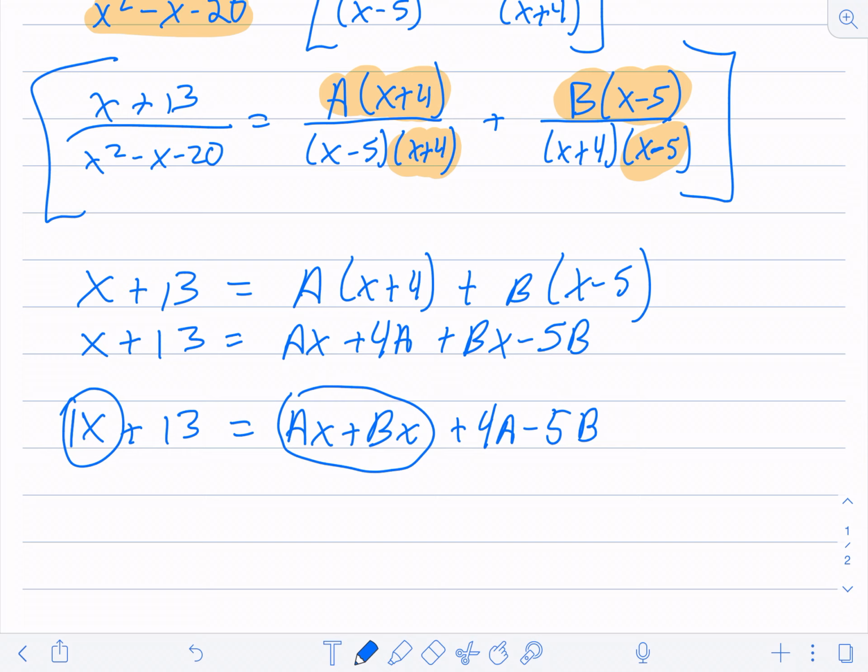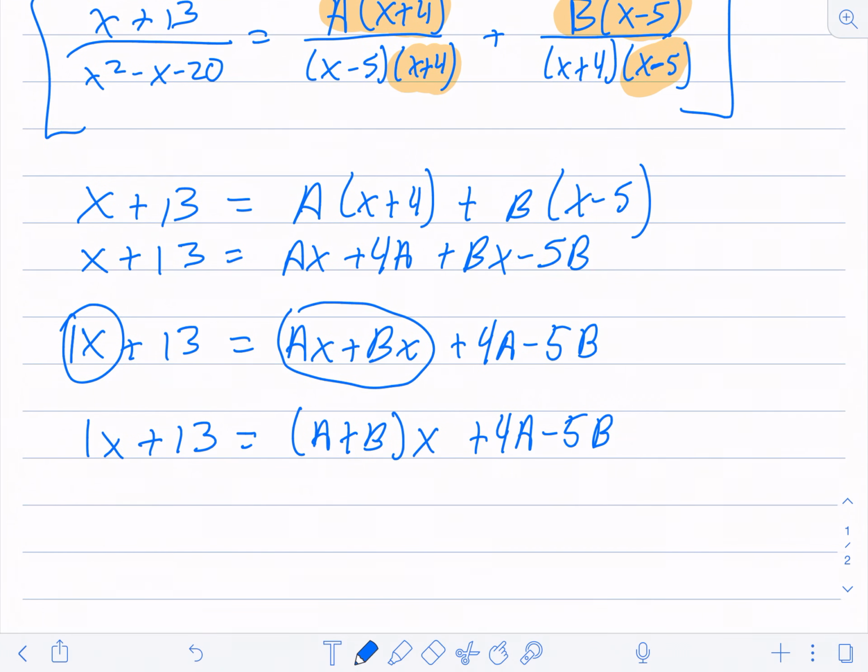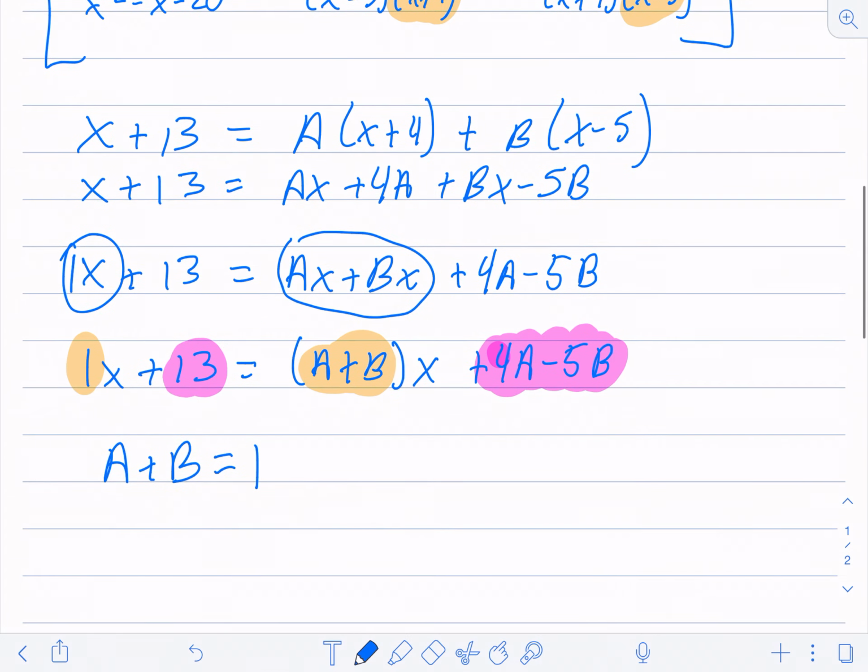So I know that ax plus bx is a plus b times x plus 4a minus 5b. I know that that a plus b right here is going to have to equal 1 over here in order for this to be correct. So one equation I know I have is that a plus b has to equal 1. Likewise, I know that this 4a minus 5b is going to have to equal 13, right? So I can write that down as well.